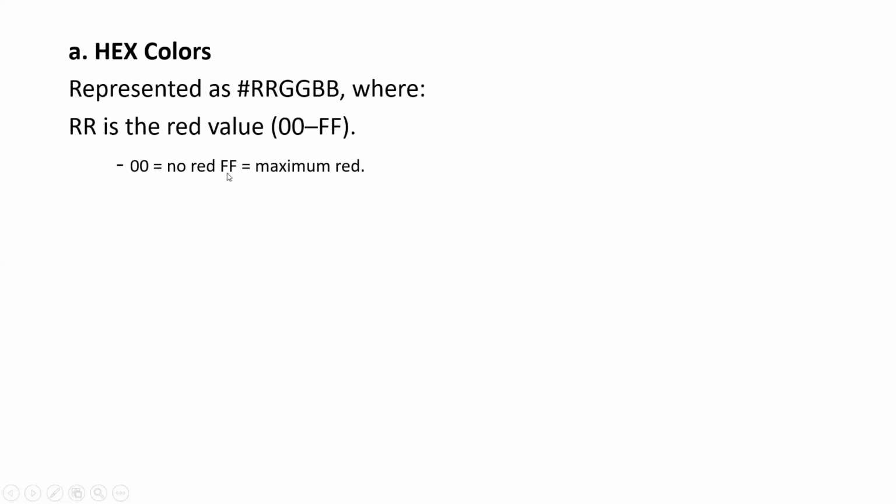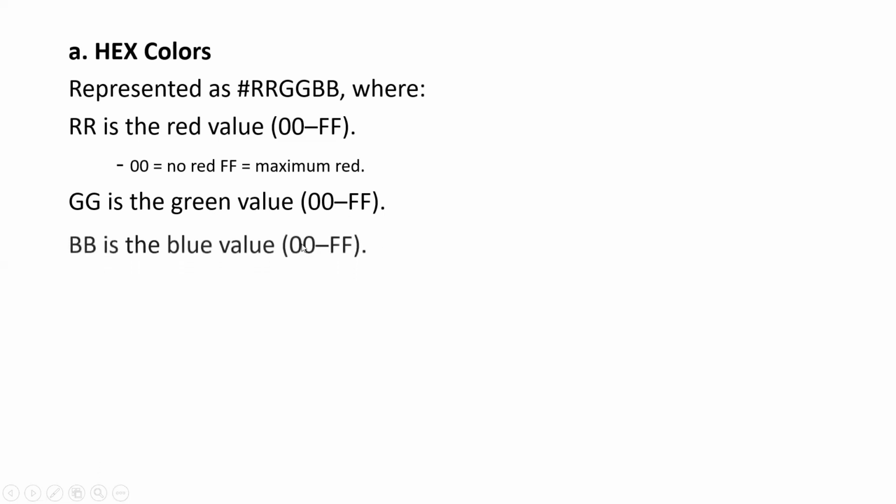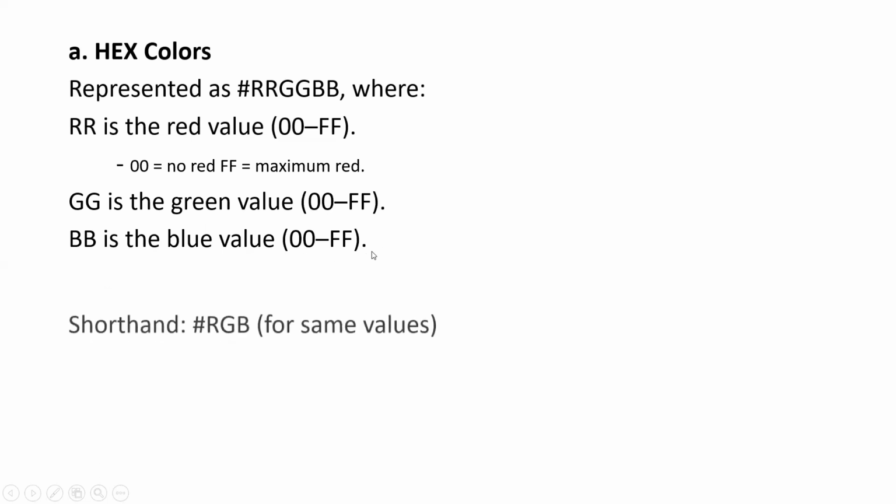00 means no red value, FF means full red value. So that will generate different range of red colors for you. The same thing when you come to the GG, it's still having possibility of 00 to FF, which means 00 here will mean no green value to fully green value. The same thing with BB, which is blue, no blue value to fully blue value.